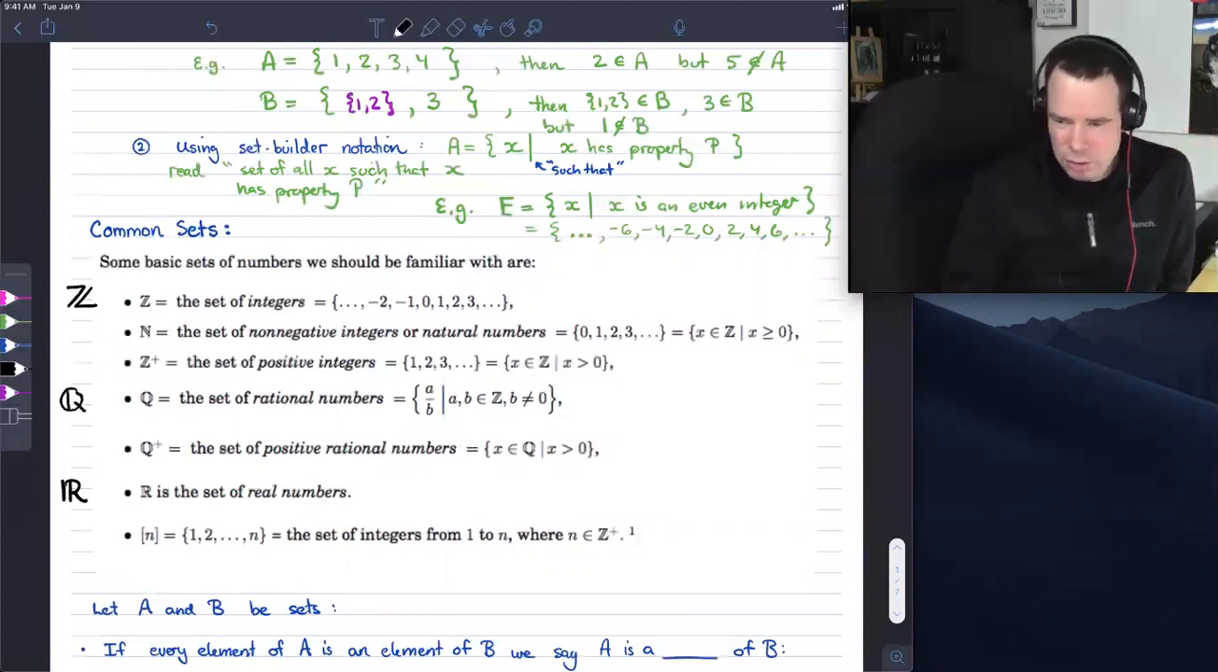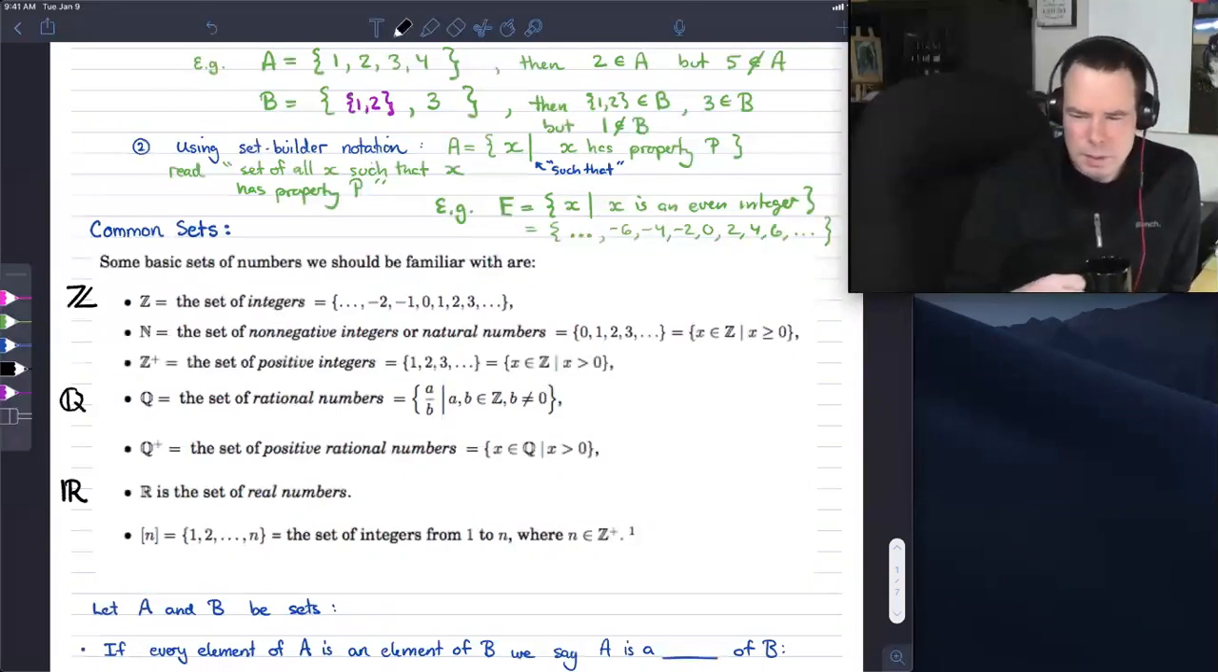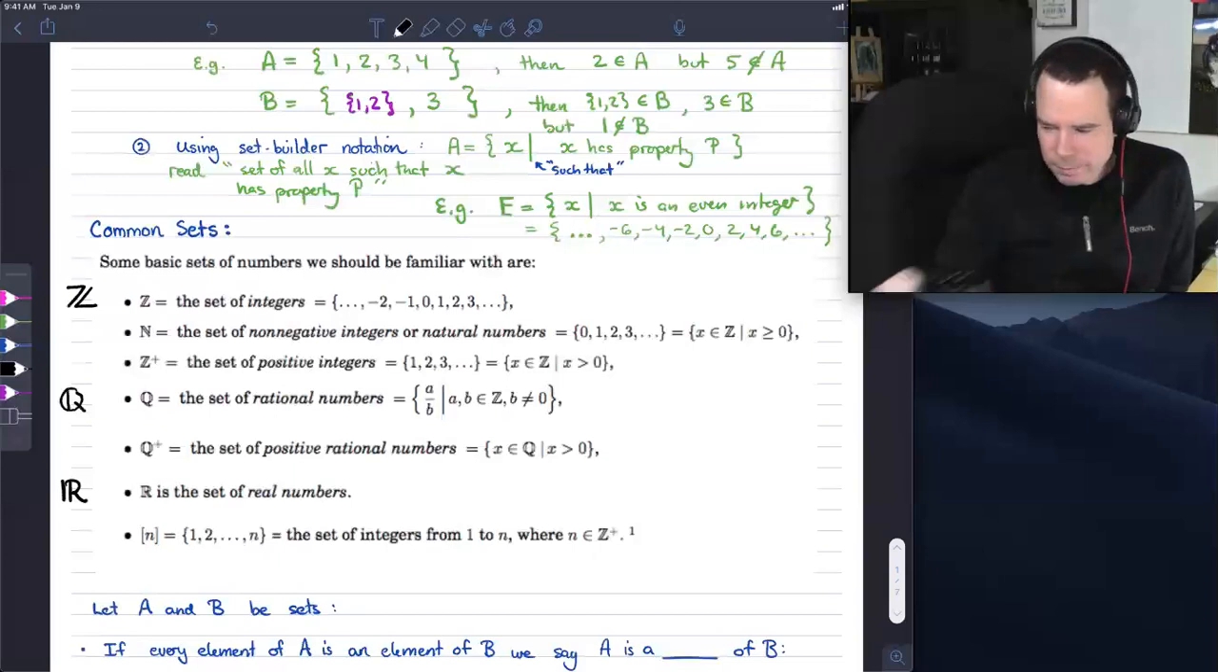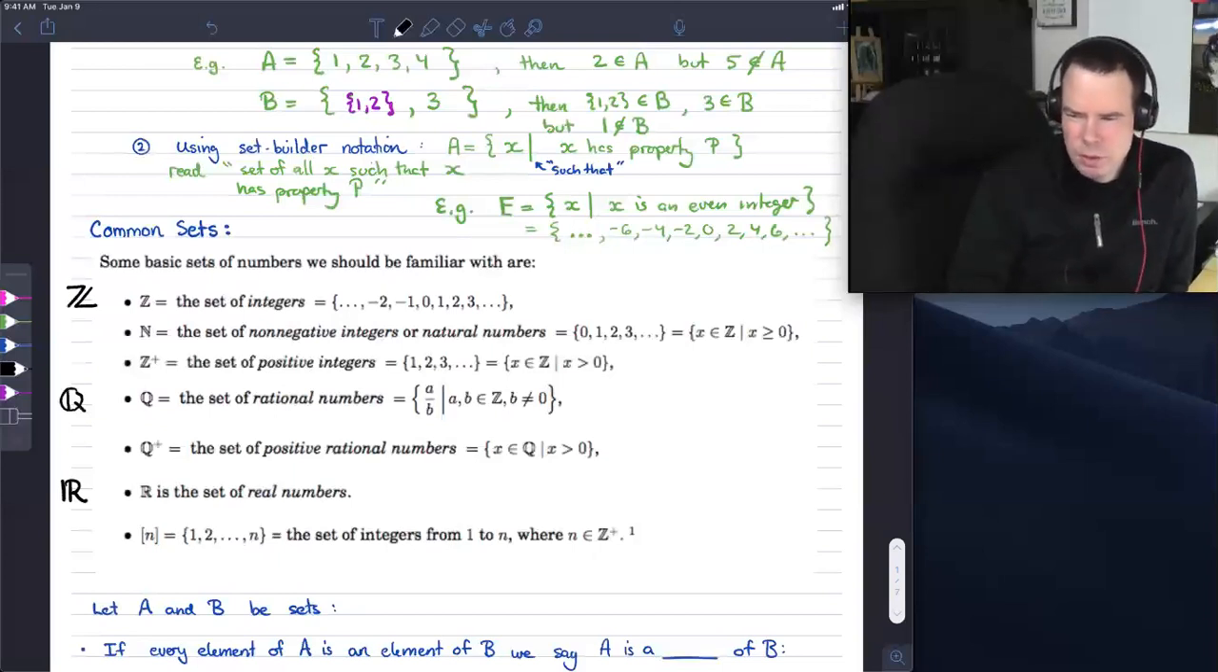The set of integers, which is shown there, are all the negative and positive whole numbers. We've got the natural numbers, which are the non-negative integers. So 0, 1, 2, and so on. And then we've got the set of positive integers, which is just the set of the natural numbers with the 0 removed. So it's 1, 2, 3, and so on.